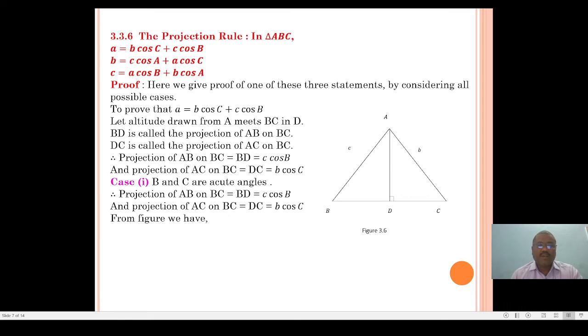So from the figure we have a equals BC equals BD plus DC, and therefore c cos B plus b cos C. So we prove here a equals b cos C plus c cos B. So in the first case we see B and C both are acute angles.